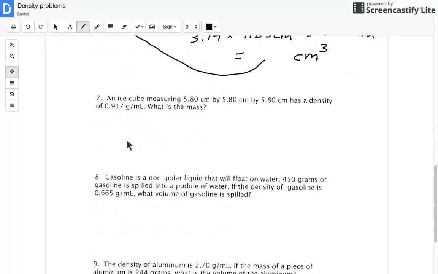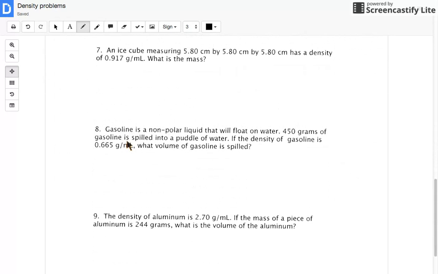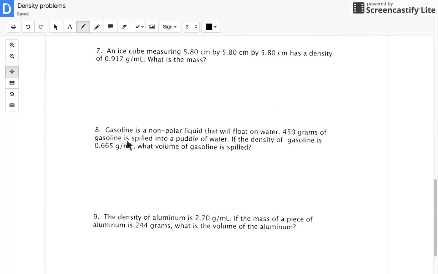Number 7, ice cube. In case you've forgotten, the equation for the volume of a cube is the length cubed. So in this case, if you take 5.8 times 5.8 times 5.8 centimeters, you're going to get centimeters cubed, which will give you your volume. And then once again, you're solving for mass. So use your density triangle to solve for that, and density is given.